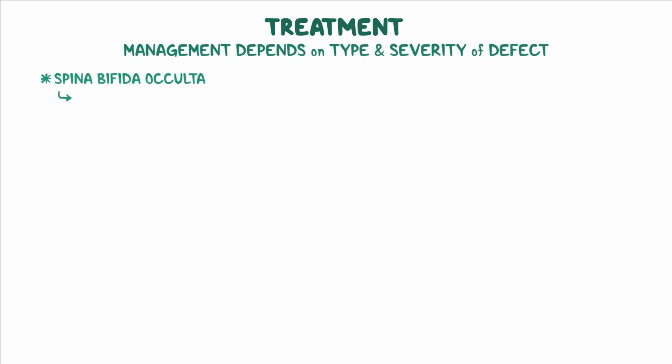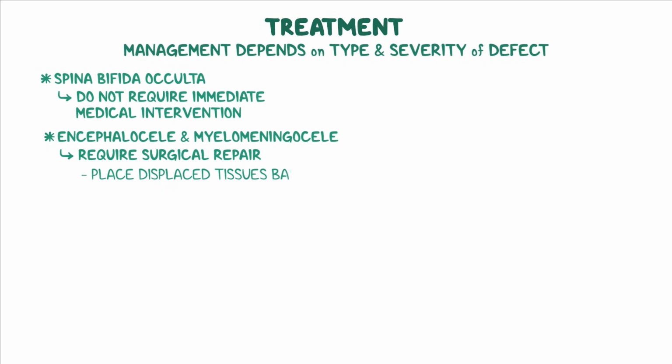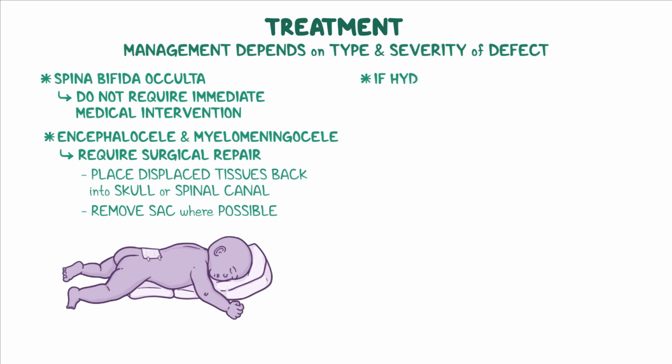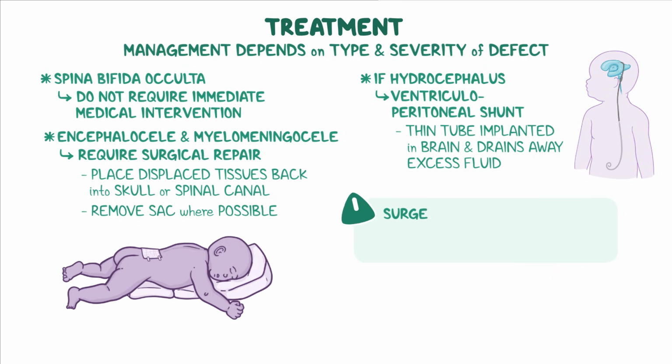After birth, management depends on the type and severity of the defect. For example, those with spina bifida occulta do not require immediate medical intervention. More severe defects, such as encephalocele and myelomeningocele, usually require surgical repair in order to place the displaced tissues back into the skull or spinal canal and to remove the meningeal sac where possible. If hydrocephalus is present, a ventriculoperitoneal shunt placement might be needed for drainage of the cerebrospinal fluid. A shunt is a thin tube that's surgically implanted in the brain and drains away the excess fluid. Surgery to correct the defect is recommended 72 hours after delivery.